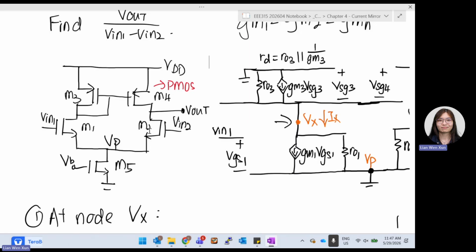Okay, we can rearrange a little bit and make the equation equal 0. So we can say 0 equals Gm1 Vgs1 plus (Vx minus Vp) over R naught 1, plus (0 minus Vx) over Rd, plus Vx over Rd. So that's our first equation.